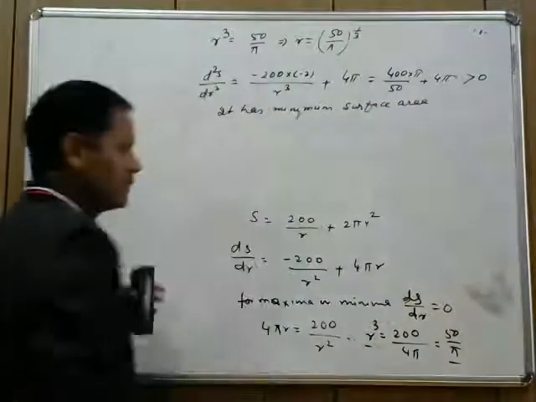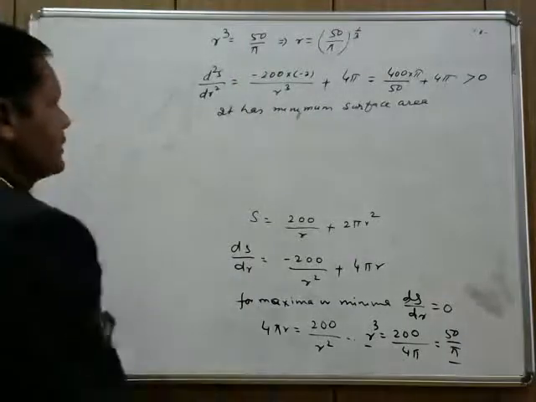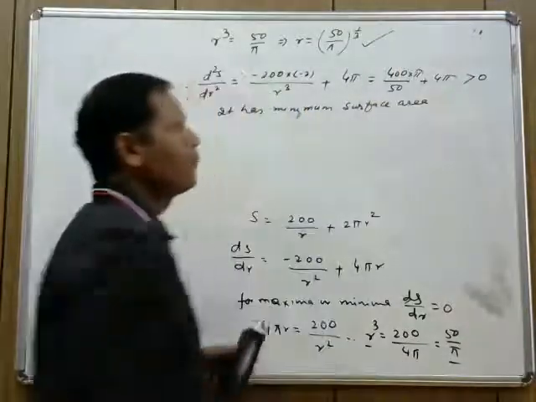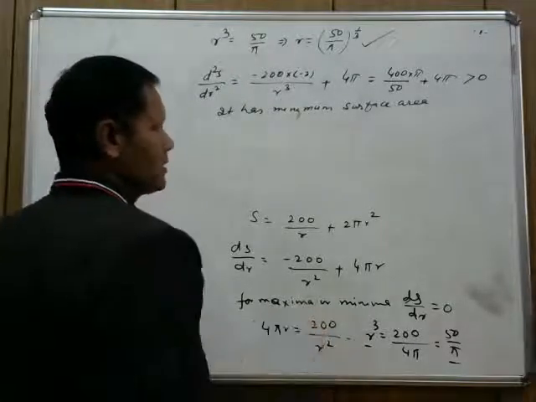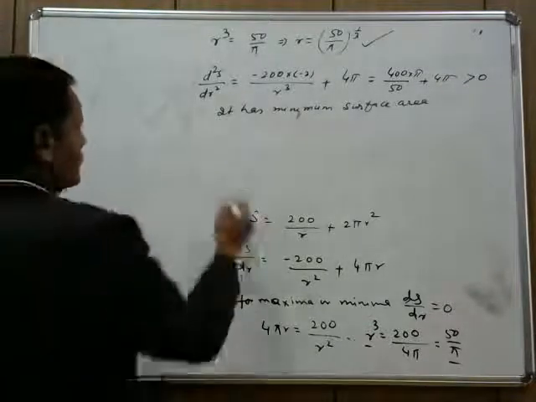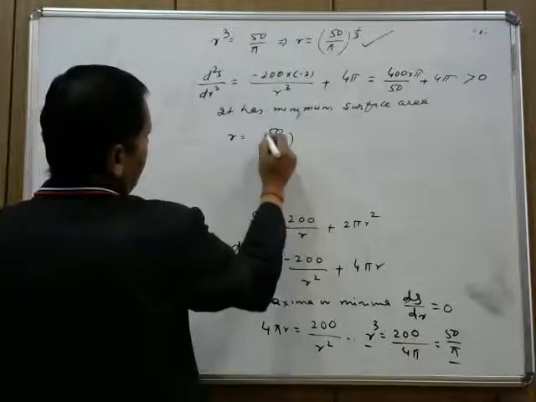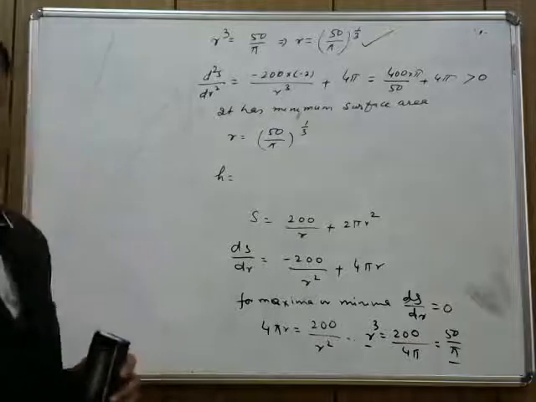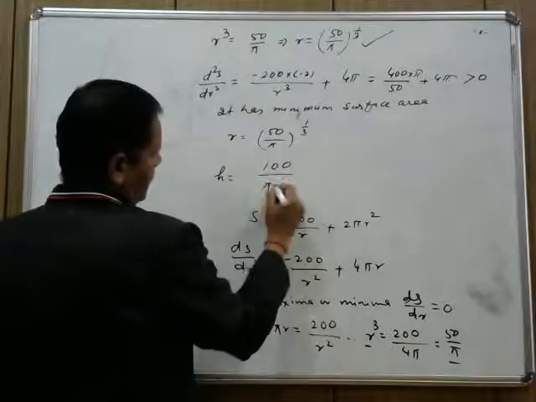And when it has minimum surface area, we have to find out what? Find the dimension of the cone. Dimension means what? R and H, radius and height. Radius already we have calculated, that radius is 50 upon pi to the power 1 by 3, and I have to find out now H, and already we have one relation in terms of R and H. Initially, the equation which I have written, that H is equal to 100 upon pi r square.